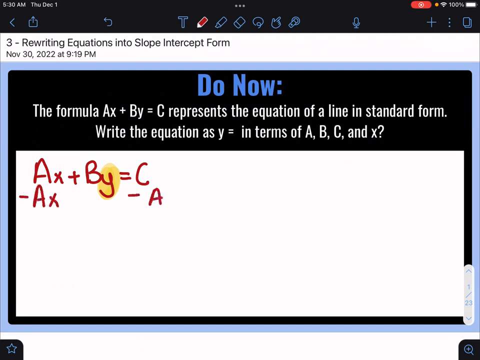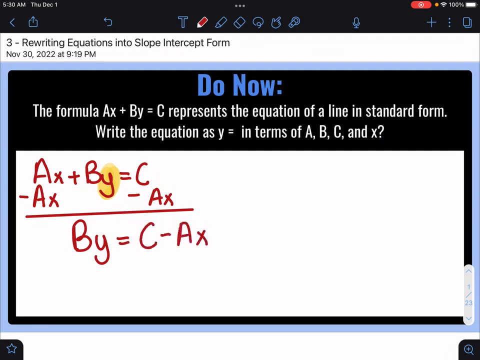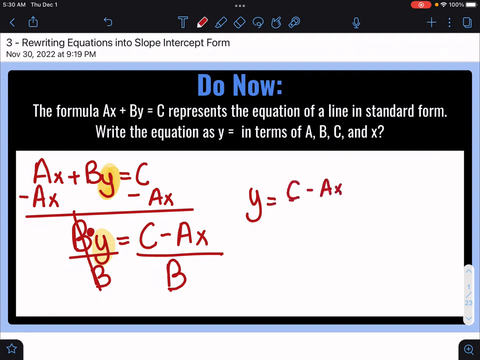I'm going to subtract ax from both sides. That would leave me with by equals c minus ax. I can't actually subtract c minus ax because I don't know what those values are, so I'm just going to write it as c minus ax. Now, they want me to get this in terms of y equals, meaning I need to get rid of that b. That b is being multiplied by y, so to get rid of it, I'm going to divide. And I am left with y equals c minus ax over b.